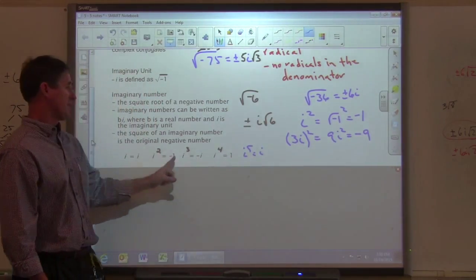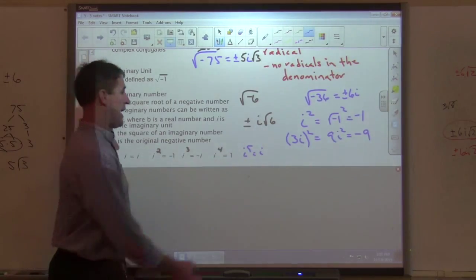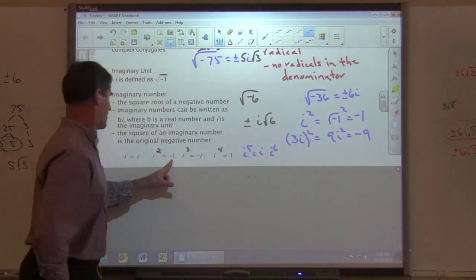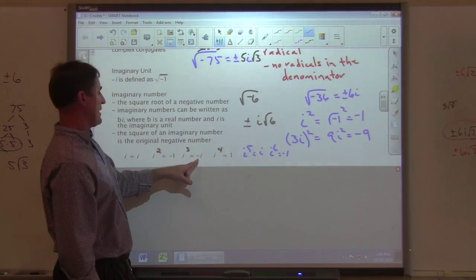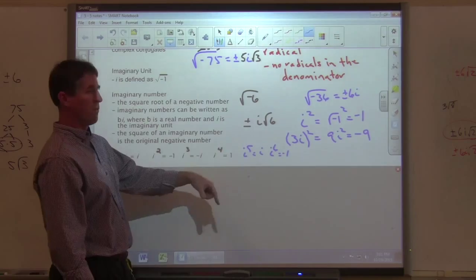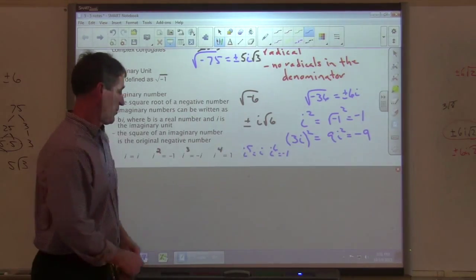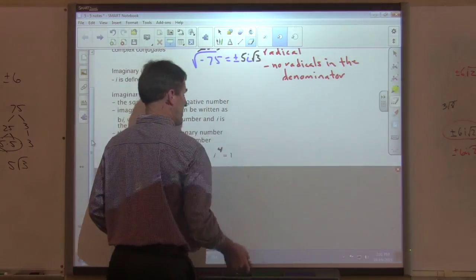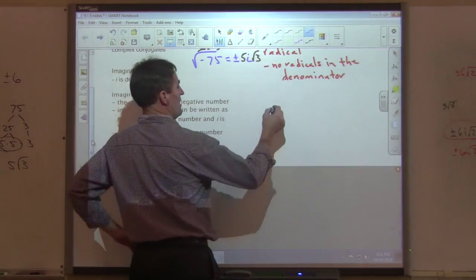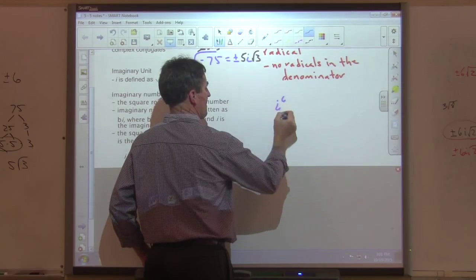So this pattern is going to continue to repeat. I to the sixth is going to be -1. I to the seventh is going to be -I. I to the eighth is going to be 1. And that pattern will continue. So what the book's going to do is ask you to find like I to the 67th power.